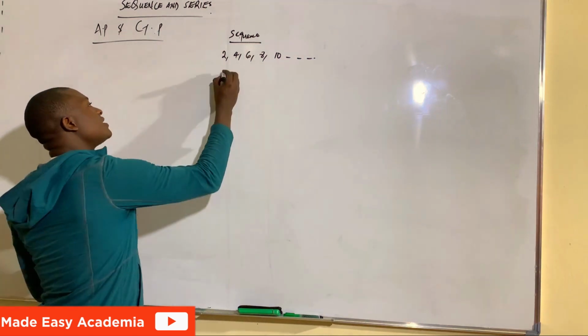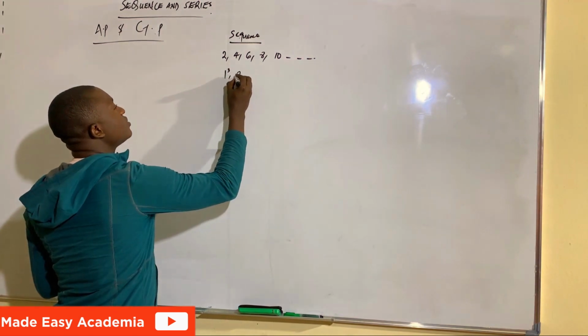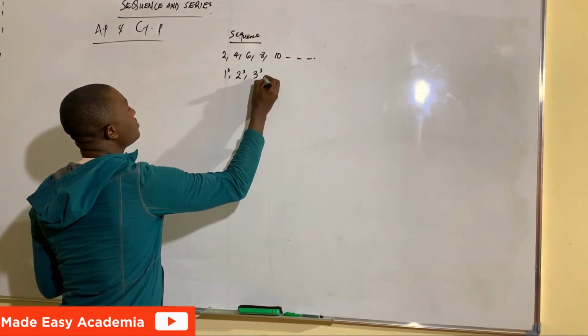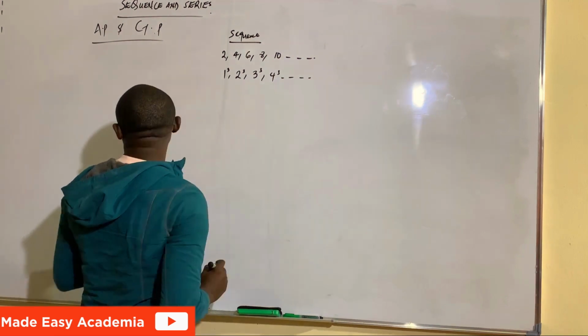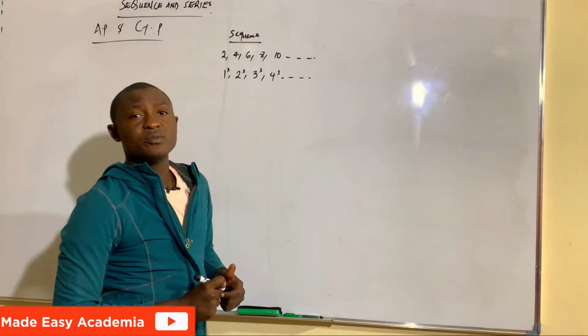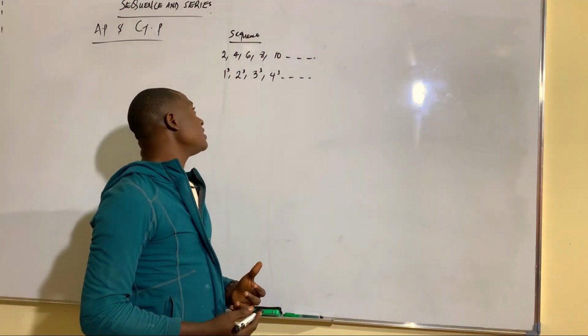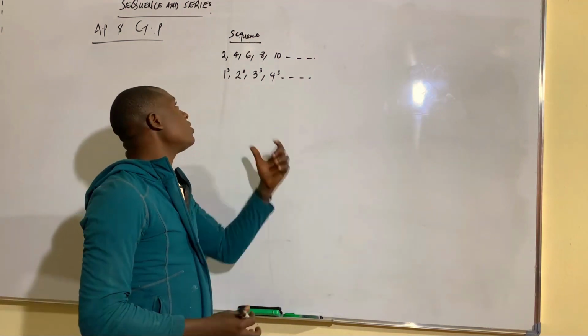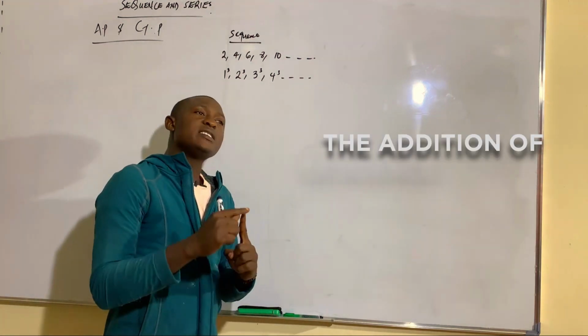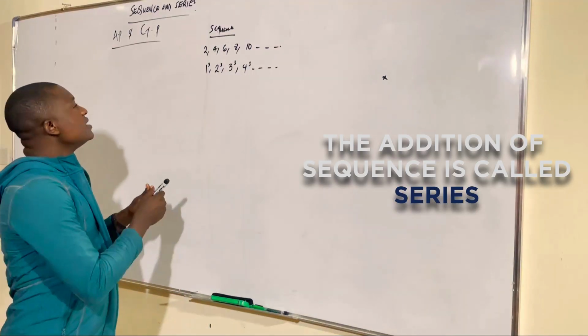Or if you have, let's say, 1 cube, 2 cube, 3 cube, 4 cube, like that, you can see these numbers are governed by the same rule. It might be alphabet, it's the same thing. So when they are governed by the same rule, we call it a sequence. The addition of this sequence is what we call series.